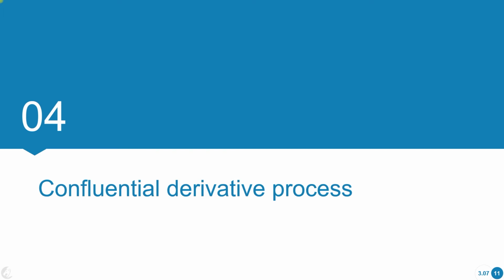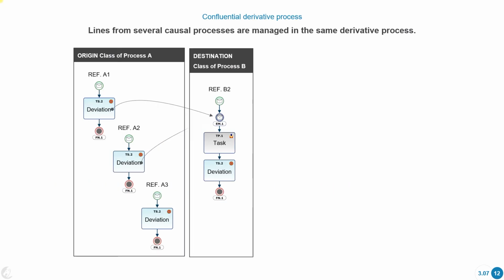Confluential derivative process. Here we're going to see that there's a slightly different aspect in the confluential derivative process. So we already know we have an origin process, a source process that can deviate to a destination. But let's say our destination is common to a lot of sources, a lot of origins. So here we have process A1, A2, and A3.